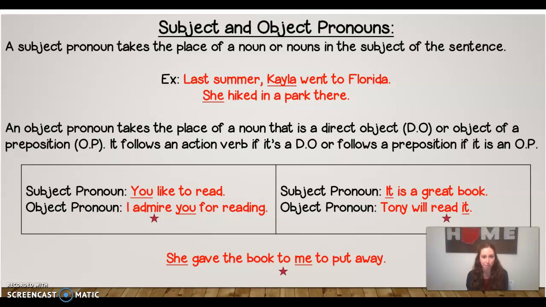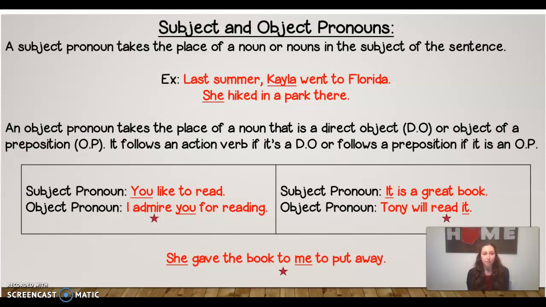Then an object pronoun takes the place of a noun that is a direct object or an object of a preposition. It follows an action verb if it's a direct object, or it follows a preposition if it's an object of a preposition. So let's look at a couple of examples for that one.